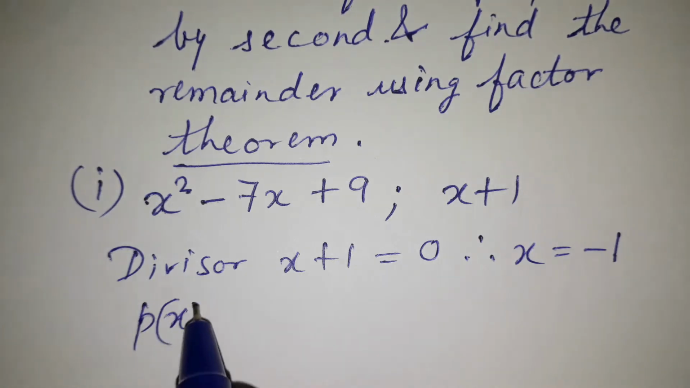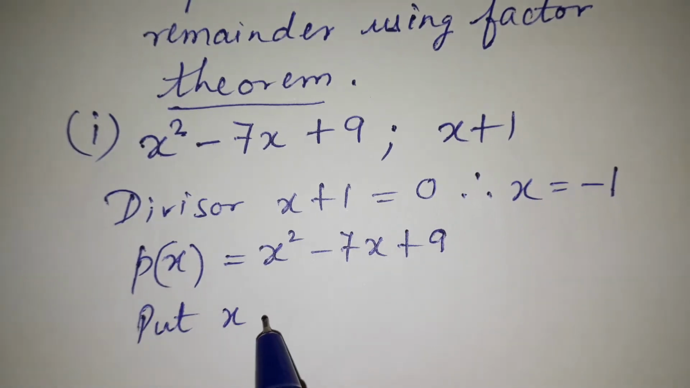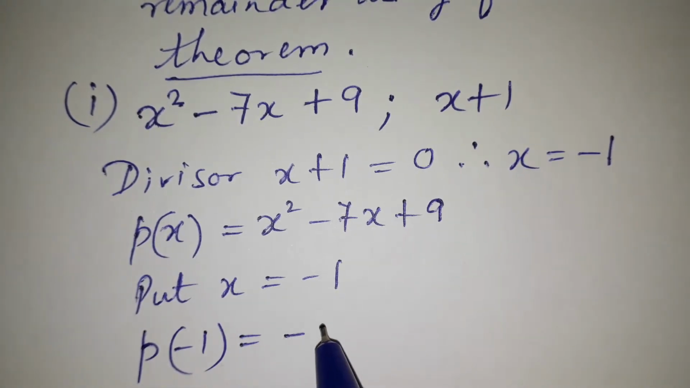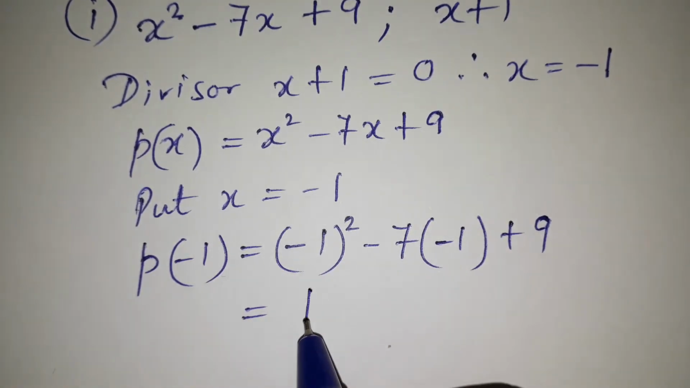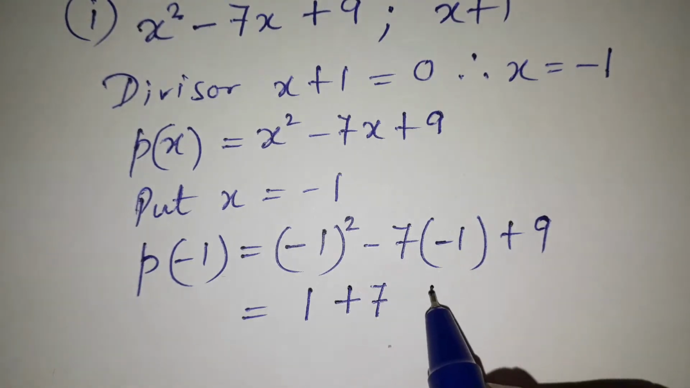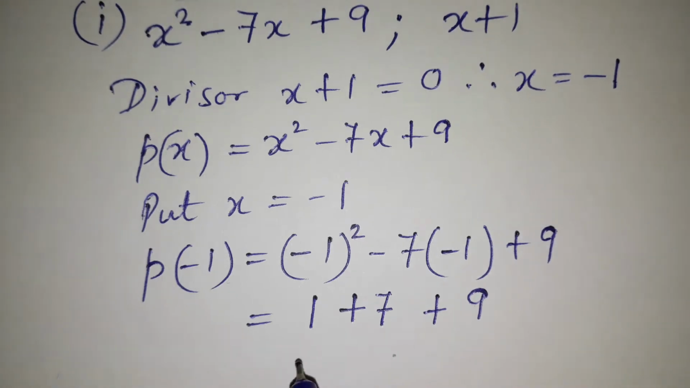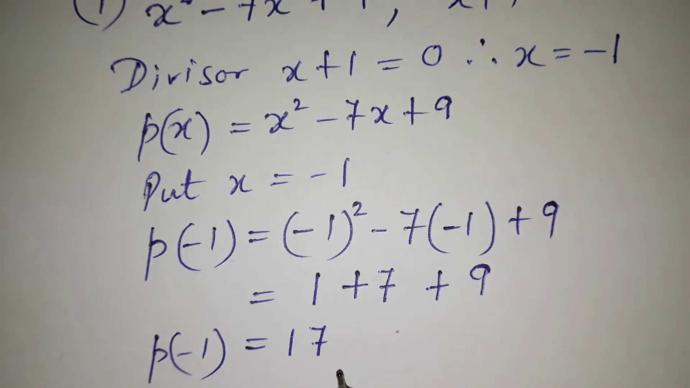Our polynomial is p of x, that is x square minus 7x plus 9. Putting x is equal to minus 1, we get p of minus 1 is equal to minus 1 square minus 7 into minus 1 plus 9. Minus 1 square is 1, minus 7 into minus 1 is plus 7, plus 9. So 1 plus 7 is 8, 8 plus 9 is 17. So we got p of minus 1 is equal to 17.